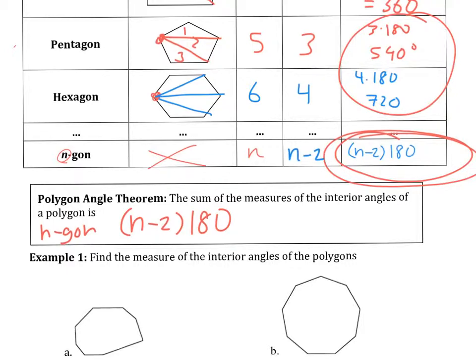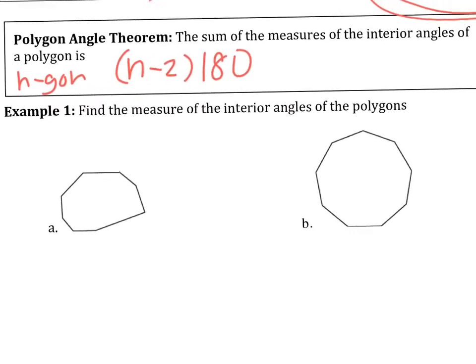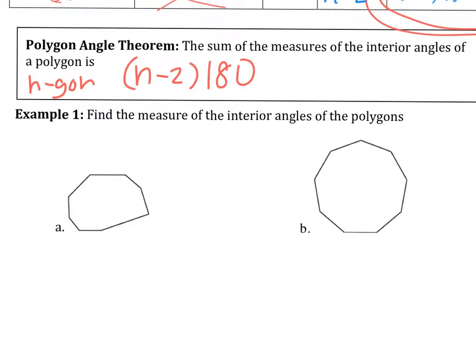That's it. So if we want to find out what they all add up to, we just subtract 2, multiply by 180. So let's see here, in example number 1, I will do A, then you will do B. We're going to find the measure of the interior angles of the polygon, and let's go ahead and change that. It should actually be the sum of the interior angles of the polygon. So all we have to do is effectively count the number of sides. 1, 2, 3, 4, 5, 6, 7, 8, and I shouldn't mark it like that. It looks congruent, so that's not true. All right, so I see it's 8. It's an octagon.